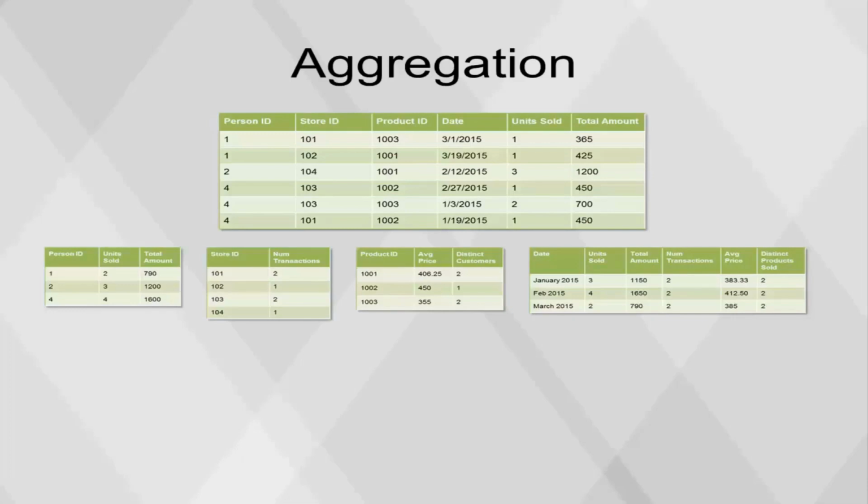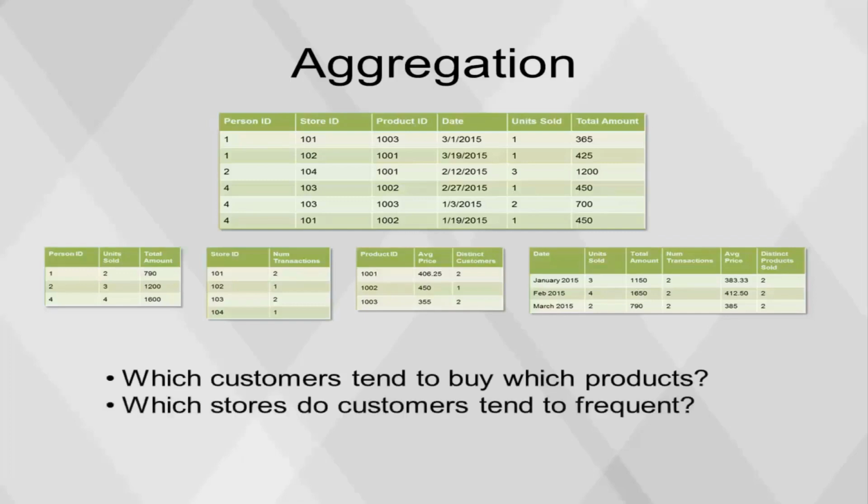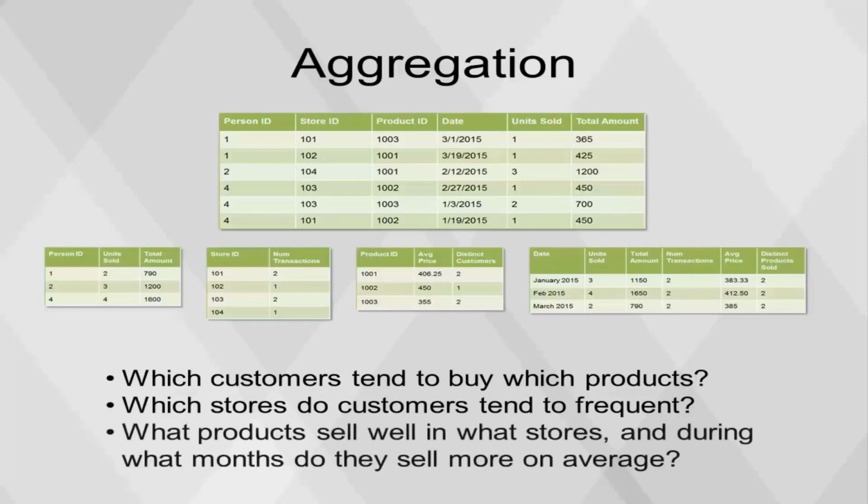Example questions that can be answered using the example transaction dataset include: which customers tend to buy which products? Which stores do customers tend to frequent? What products sell well in what stores? And during what months do they sell more on average?